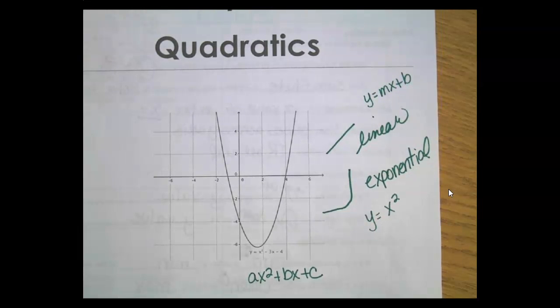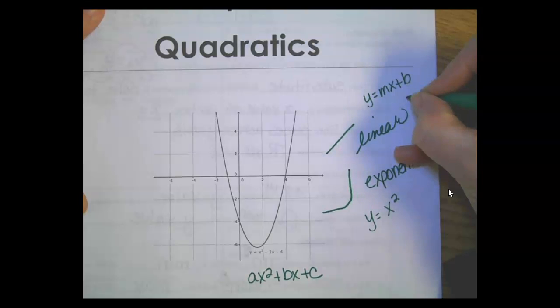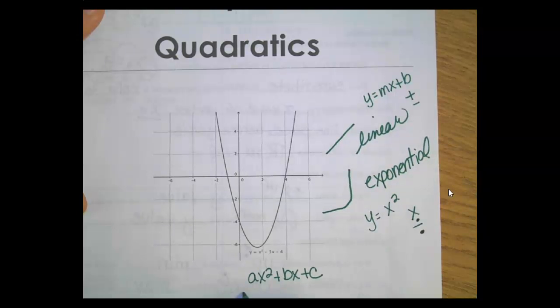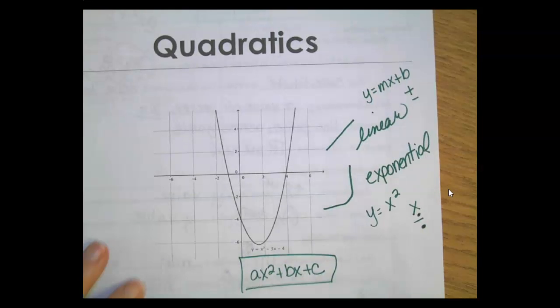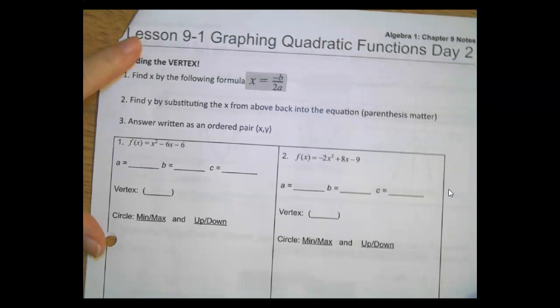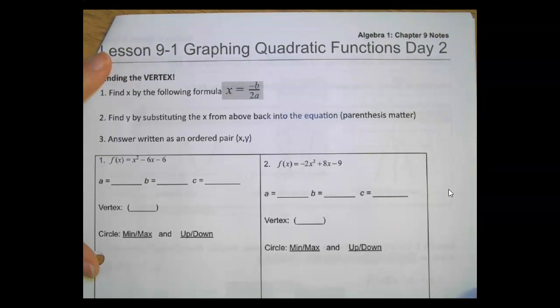You can really see this one is like repeated multiplication. So this is addition or subtraction. This is multiplication or division. Exponential, and then the quadratics we'll talk more about. All right, so we did our vocabulary, and now we're going to talk a little more. So this is 9.1, graphing quadratic functions, day 2.